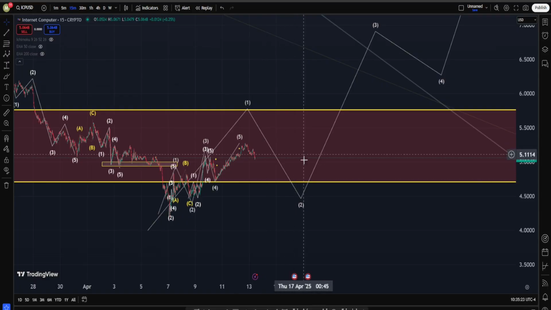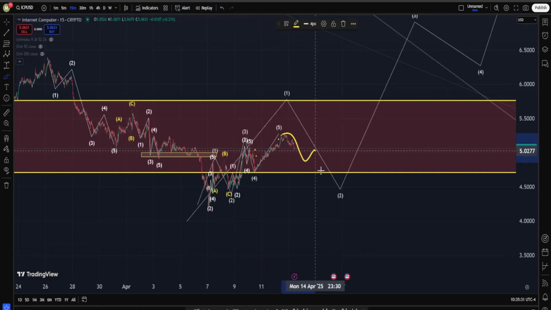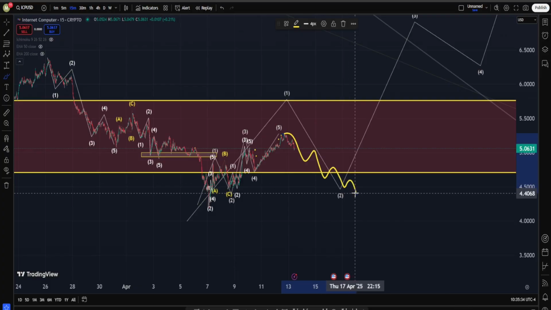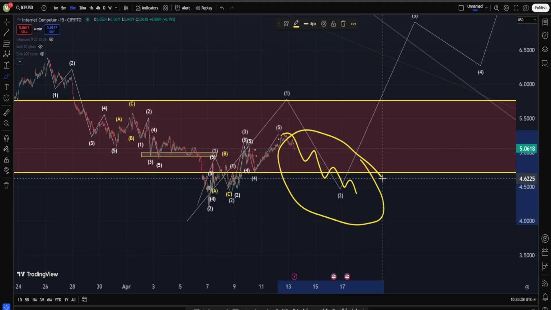Now, what's the difference between this possibility and the 1-2 scenario? If this scenario is happening in Internet Computer, you may actually see a deeper move on the downside relative to the previous scenario, and this is also going to take some more time, maybe somewhere between 3 to 5 days. Now, here's a very important point.